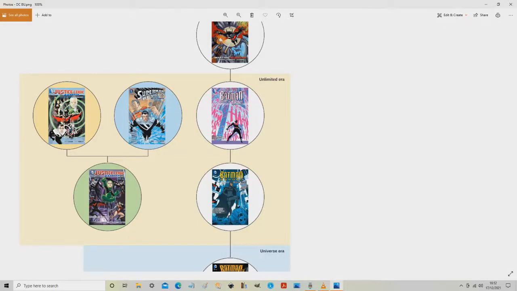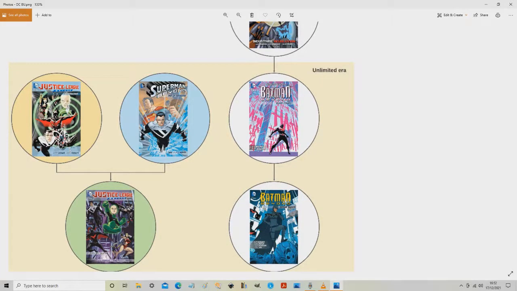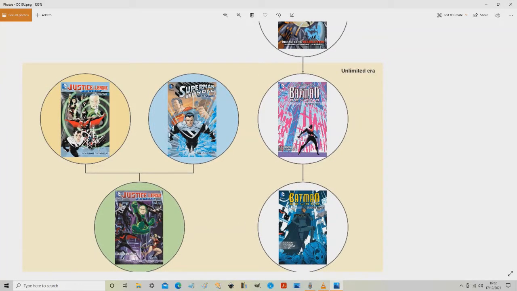Now, the reason this is all important to know is because we're getting to this section of the map, the bit that's in the yellow box here, which I've called the Unlimited Era. Now, hopefully that background about digital issues helped you, but now let's talk through what you actually need to read. Let's look here at Superman Beyond. So this is the blue circle here.